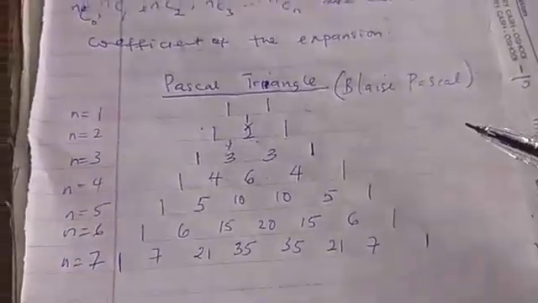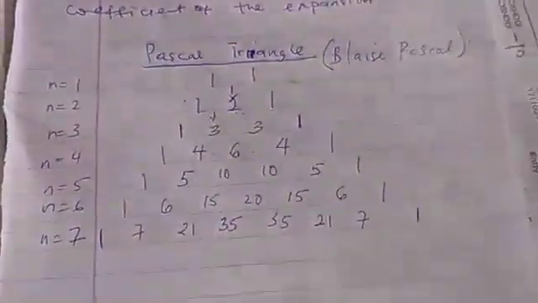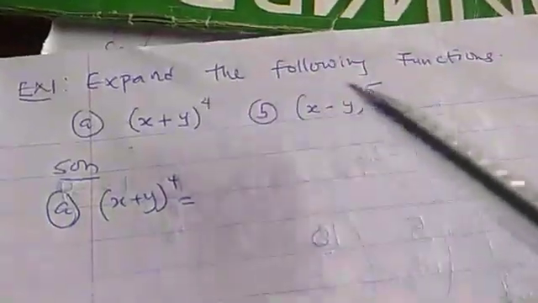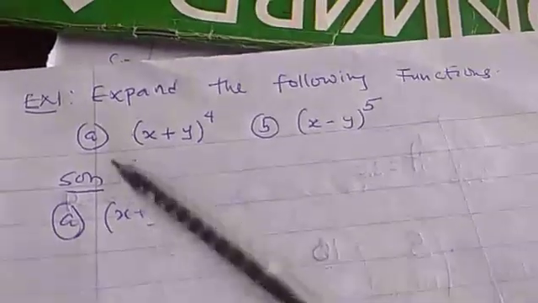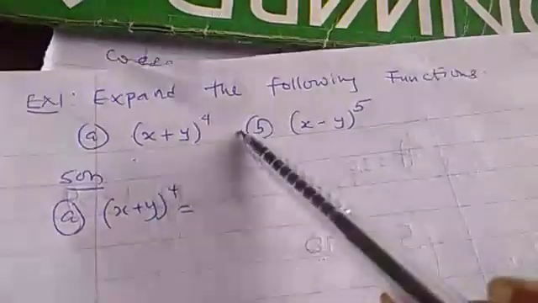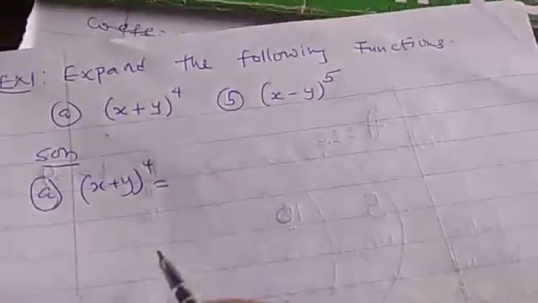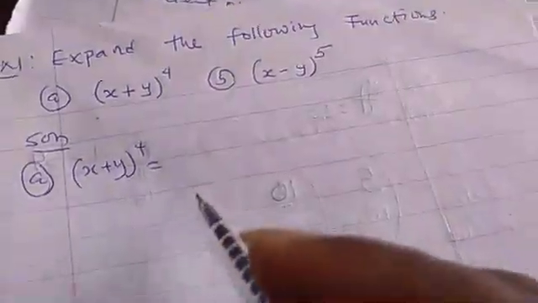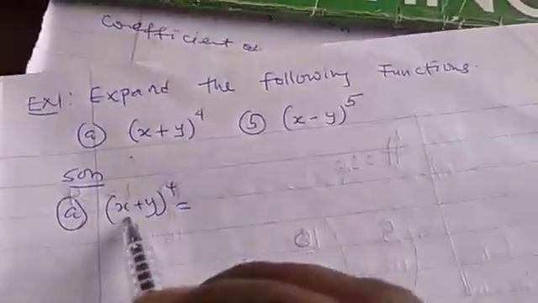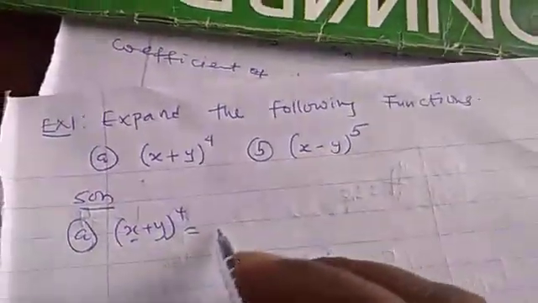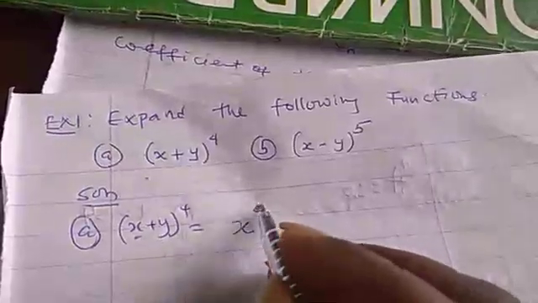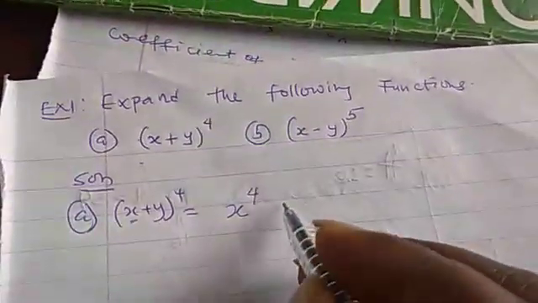Now let us use this Pascal Triangle to expand functions. Example 1. Expand the following functions: (x + y) raised to the power 4 and this. For the first one, how do we normally expand? The first step is this. Whatever is here as the first term, we take it. You start like this: x raised to the power 4. Move to the next line.